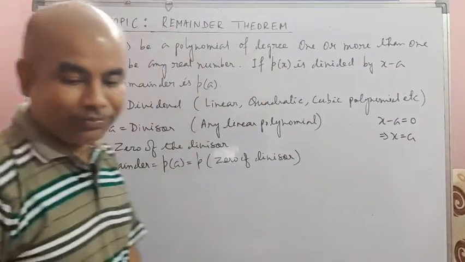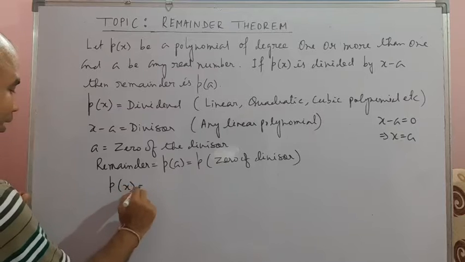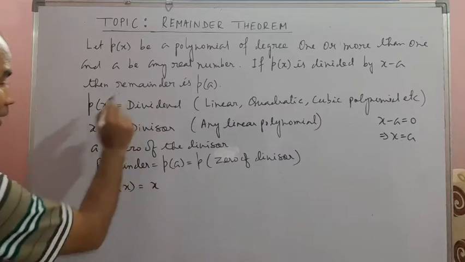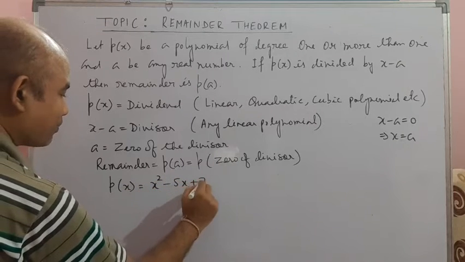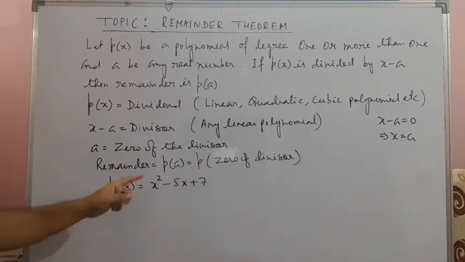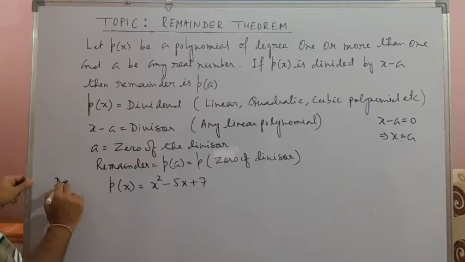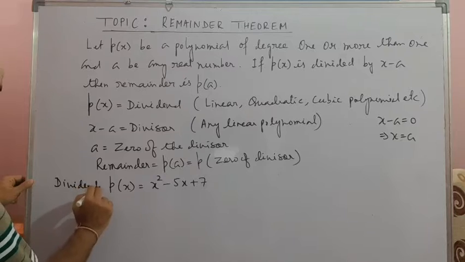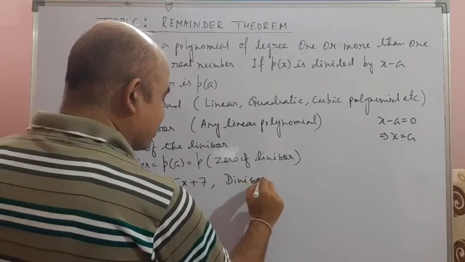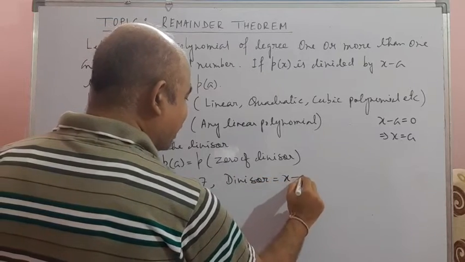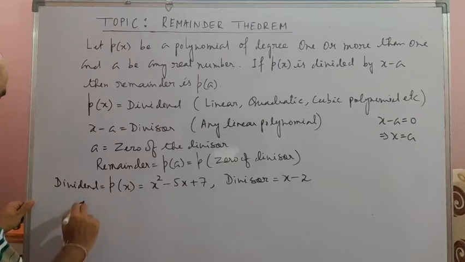Suppose our P(x), that means our dividend, is x square minus 5x plus 7. It is our dividend. Our divisor is, suppose, x minus 2. Then what is the remainder?